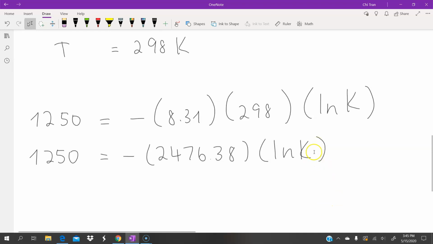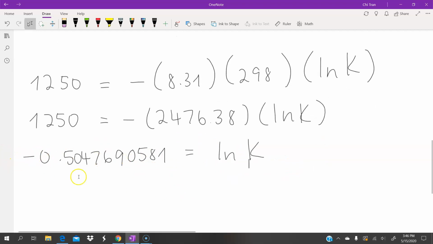Now I want ln K on its own, so I'm going to divide both sides by negative 2476.38, and I would get this number right here equals to ln K. And remember, don't round up this number until the very last step to get the most accurate result. So now I'm going to raise both sides to the power of e to get rid of ln, and I would get K equals to this value.